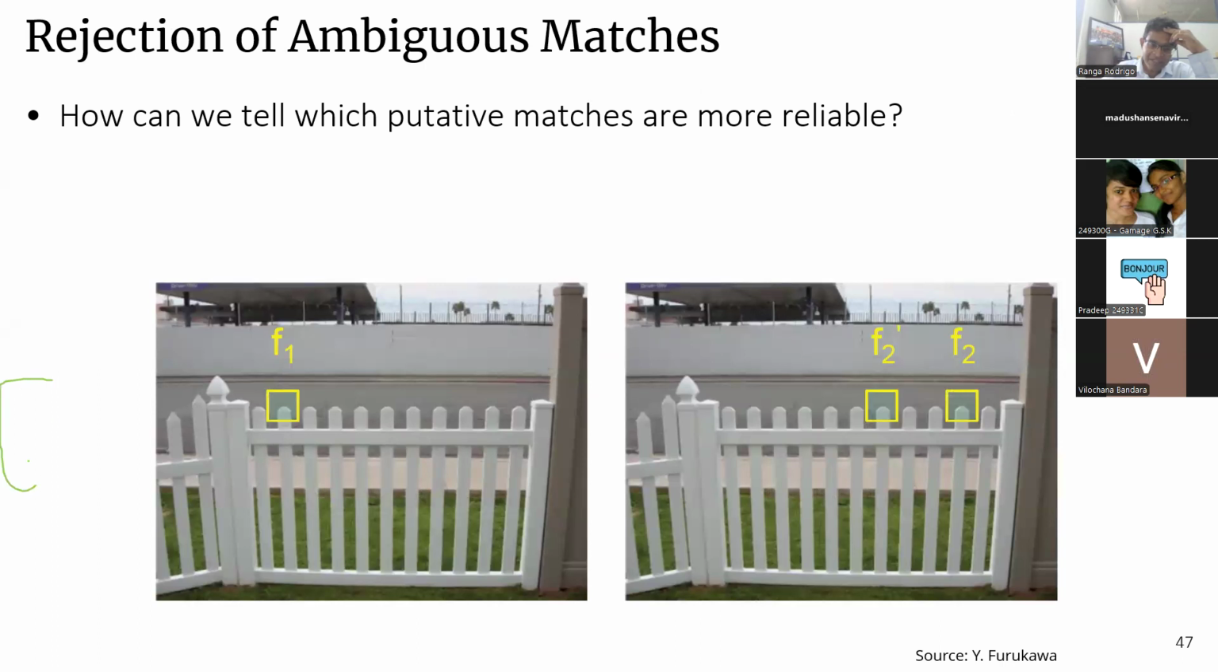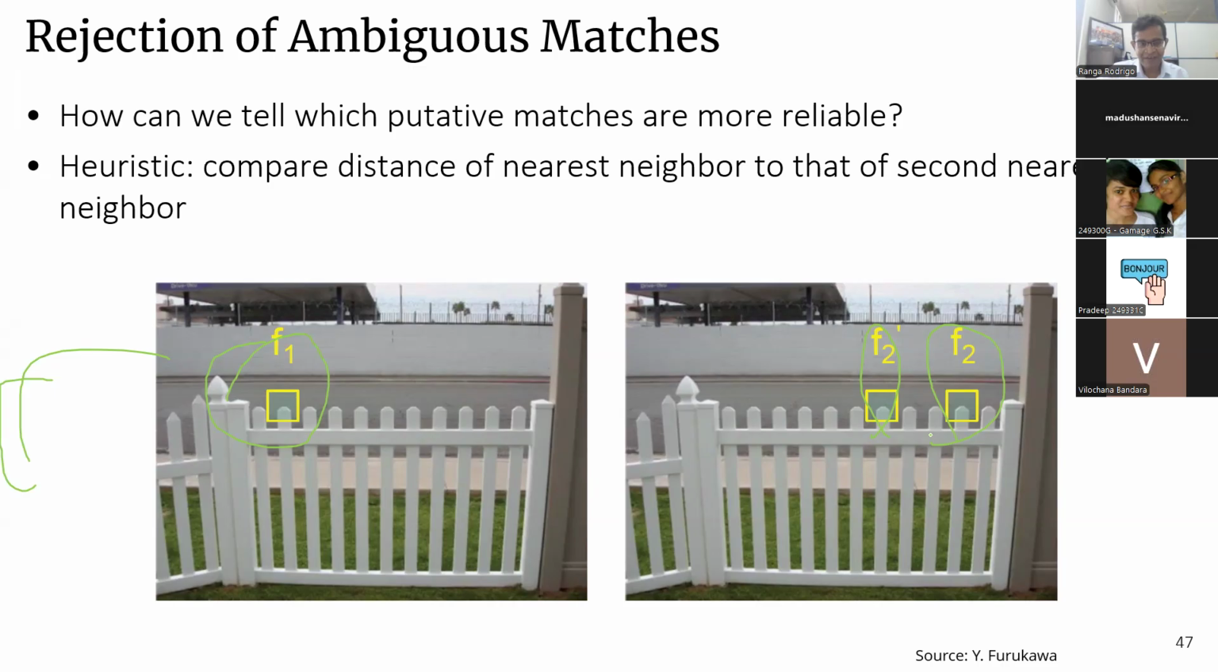So now think about this example. Here you can see this F1 we want to match with one of these. F2 prime and F2, they are the same, right? They look the same in that window. So therefore, the feature matcher can make mistakes. Heuristic: compare the distance of the nearest neighbor to that of the second nearest neighbor. So this is a measure that David Lowe used.